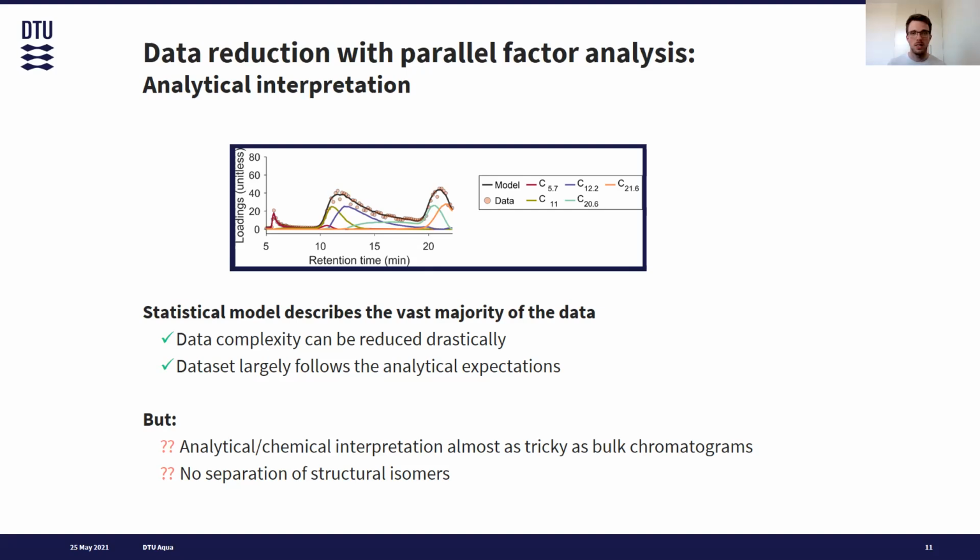But overall, we have to say that the analytical and chemical interpretation of this model is almost as tricky as the bulk chromatogram, because we saw chromatographic peaks with multiple peaks in terms of the components, or very broad peaks. So we also failed to isolate the structural isomers that we might have expected out of it.